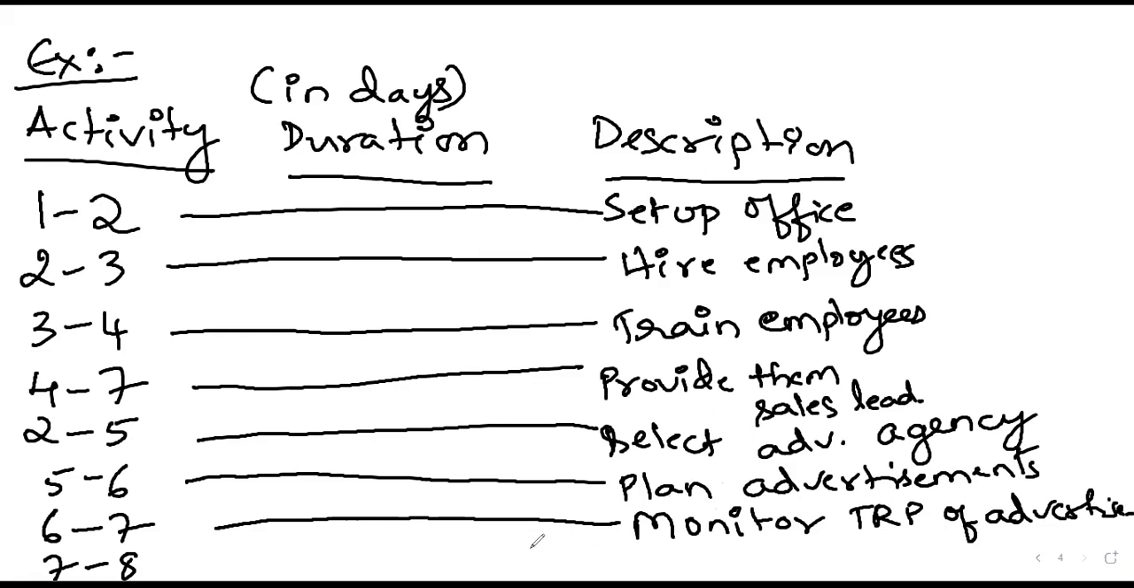So monitor the TRPs of their advertisements. Just a minute, that is the reason I'm asking you to just hold it. Do not write anything until I give the confirmation. Once you have selected the advertising agency, next you plan the advertisement. What should the advertisement of the product look like, and then what can be the next step?